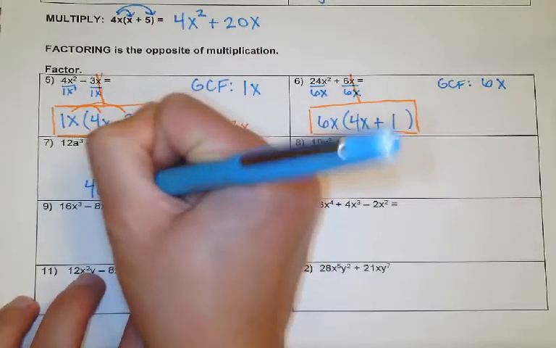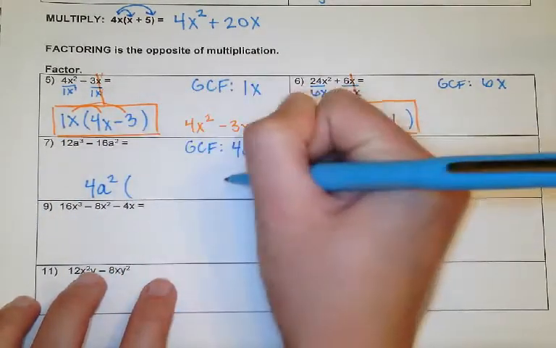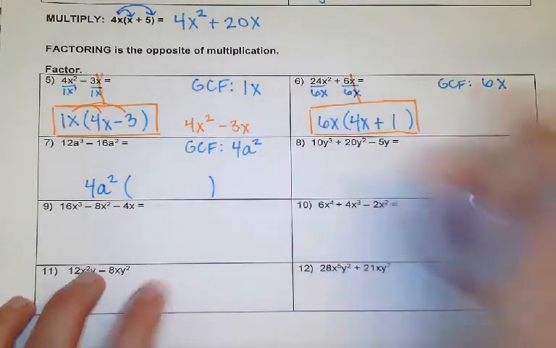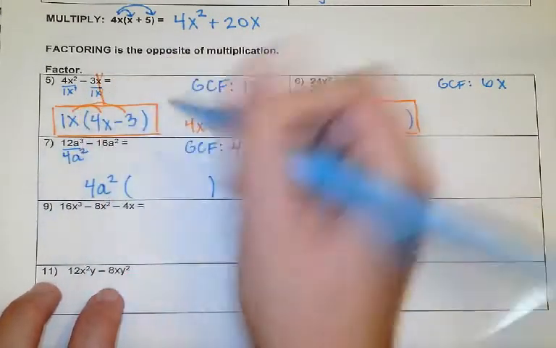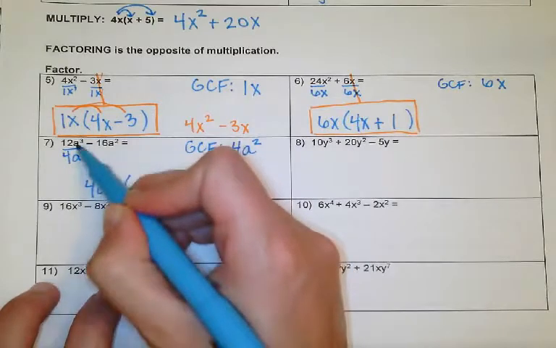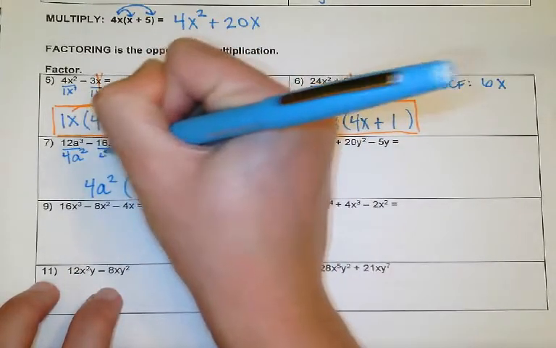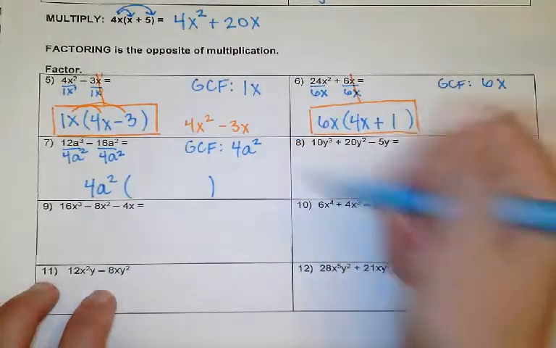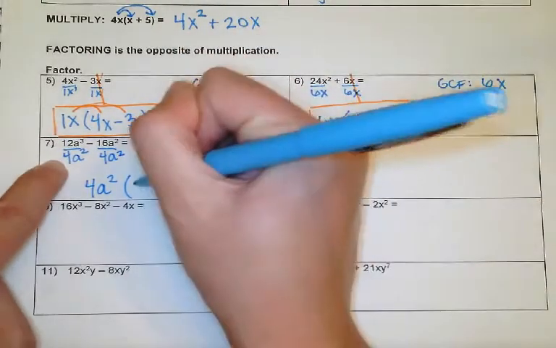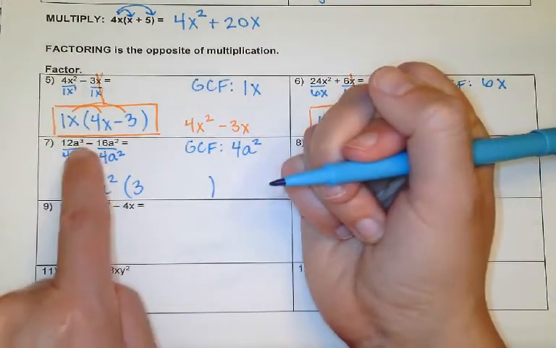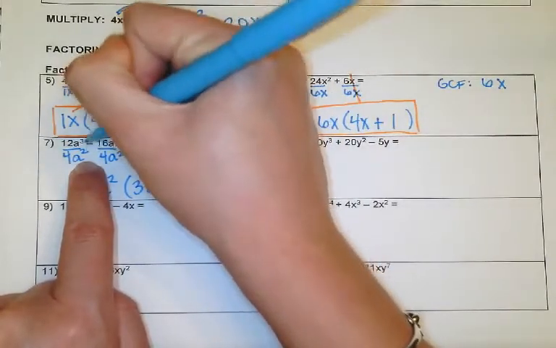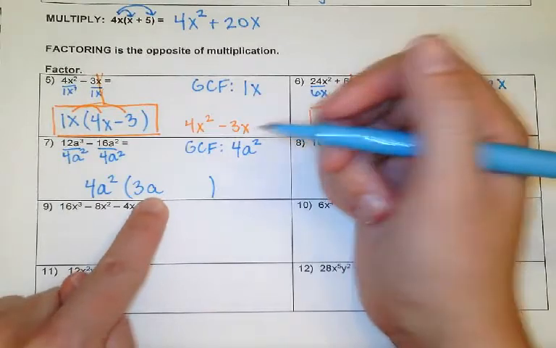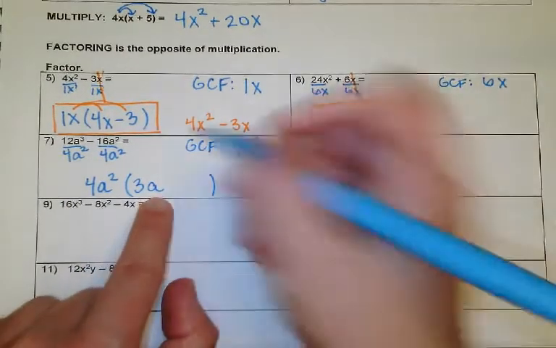So 4a squared. And now we're going to divide by 4 and divide by a squared. So basically take 2 of the a's away. 12 divided by 4, 3. A cubed, if I take 2 of those a's out, remember the exponents subtract, it'll just leave me with 1a there. Or 3a, exponent 1.